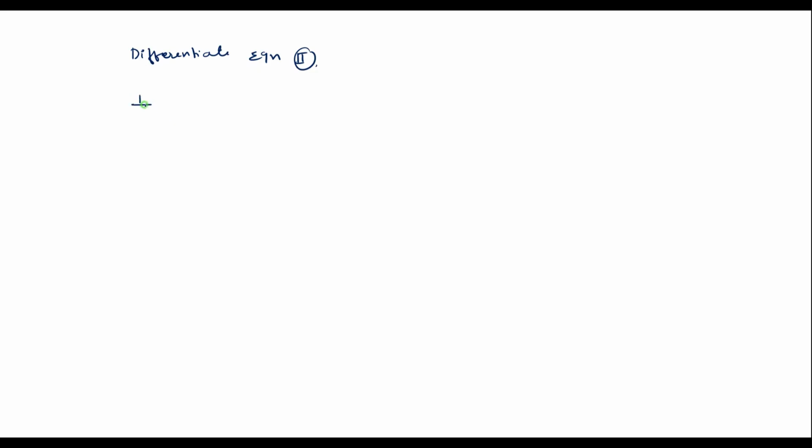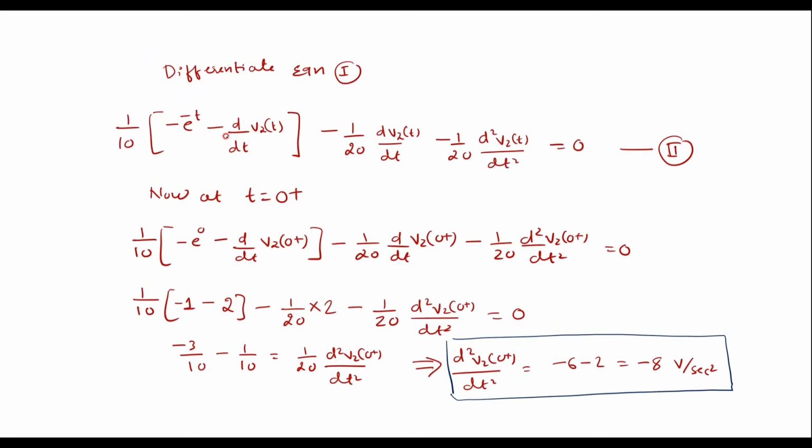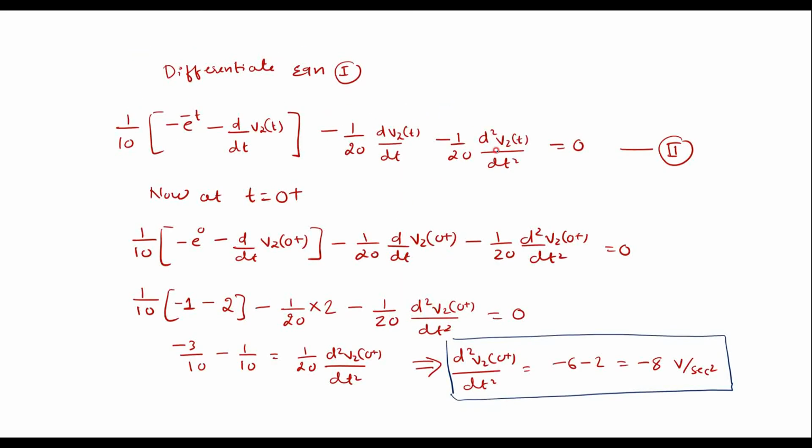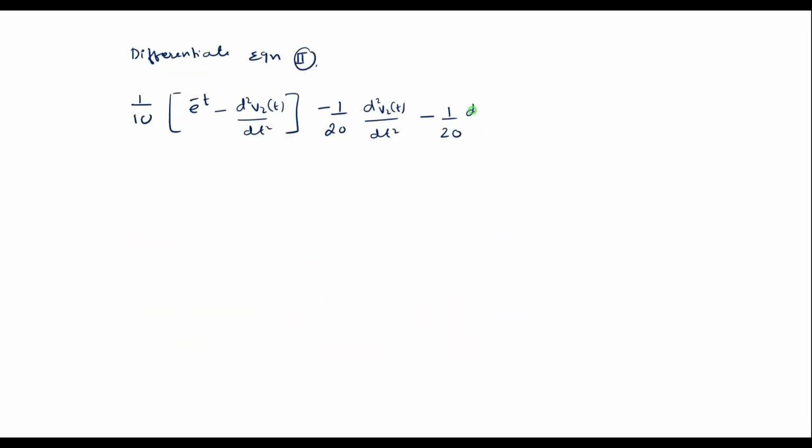So we get 1 by 10, we have e power minus t, minus d square v2 of t by dt square. Then we have minus 1 by 20 d square v2 of t by dt square. Then we have minus 1 by 20, and the differentiation of this will be d cube v2 of t by dt cube is equal to 0.